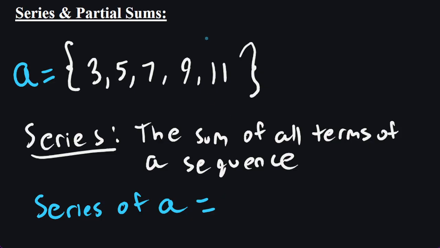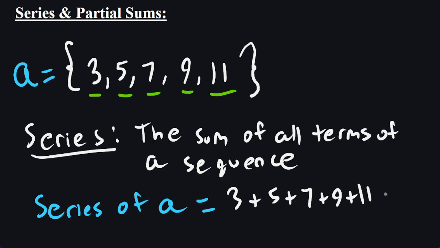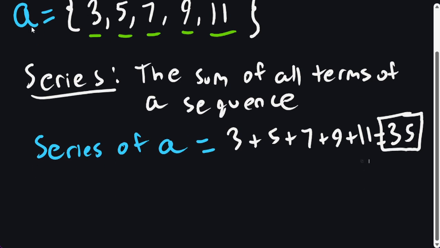Well, the series is the sum of all terms in a sequence. So all we have to do is add up every term in the sequence. So that would be 3 plus 5 plus 7 plus 9 plus 11. And if you add all those up, that's 35. So the series of A is 35. That would be the series of the sequence.